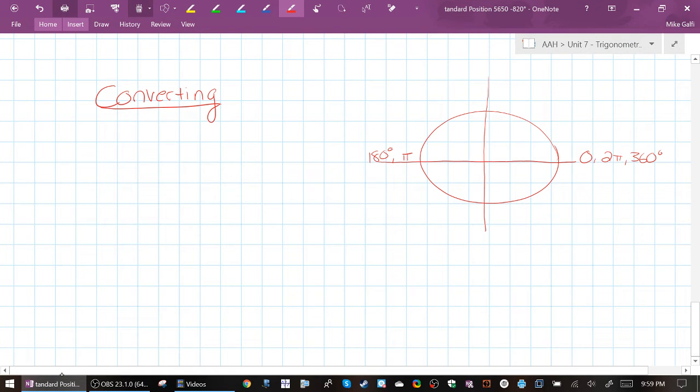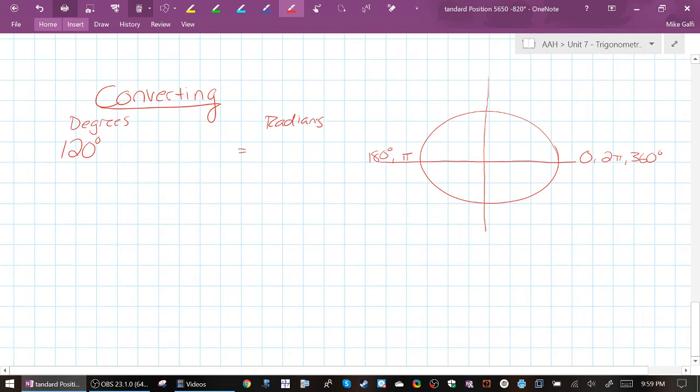All right, so let's talk about converting. So let's say I give you something like 120 degrees, and because it's in degrees, I want you to convert that into radians.